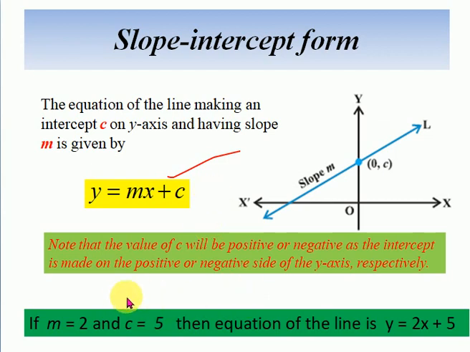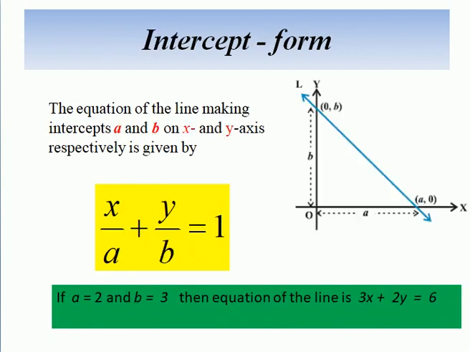If m equals 2 and c equals 5, then the equation of the line is y equals 2x plus 5. Intercept form. We have another form which is called the intercept form.